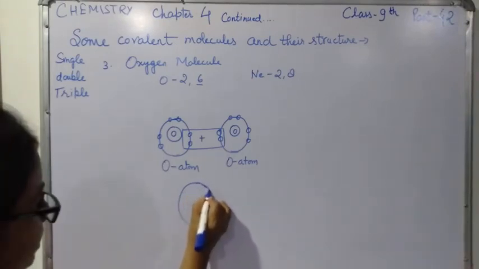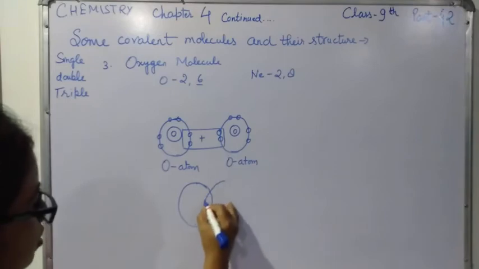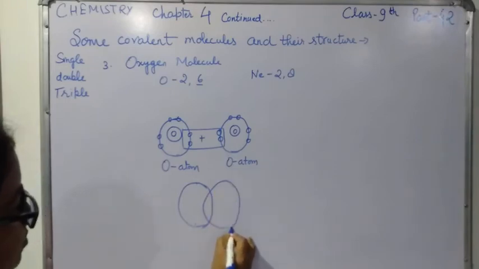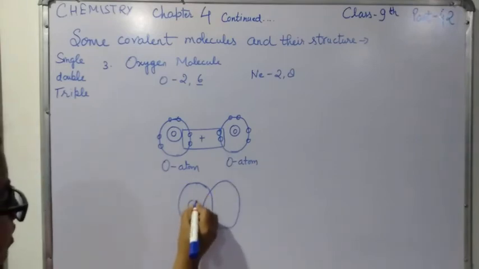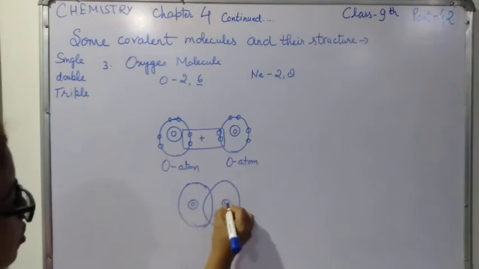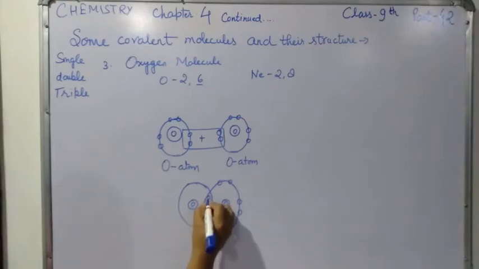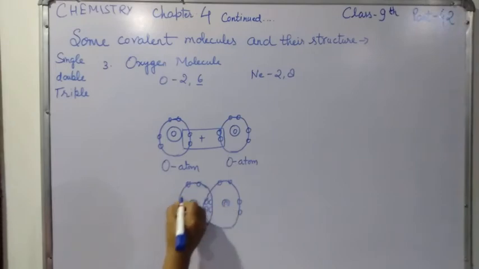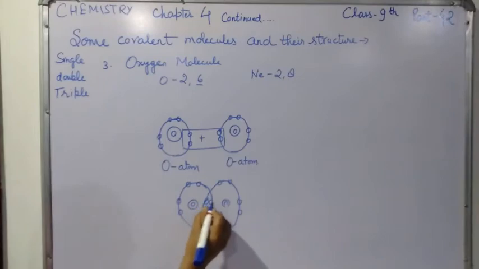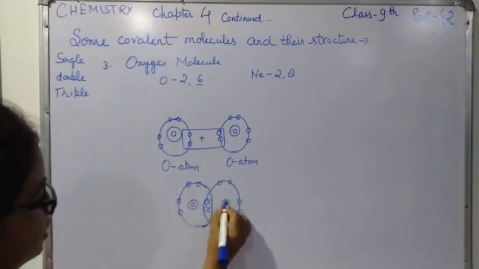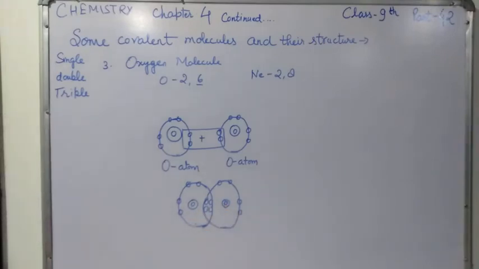You have to draw it properly, so all the 4 shared electrons are visible properly. Oxygen, oxygen, 1, 2, 3, 4, 5, 6, 7, 8. So this is the structure after combination of these 2 oxygen atoms. Now this one is the oxygen molecule.